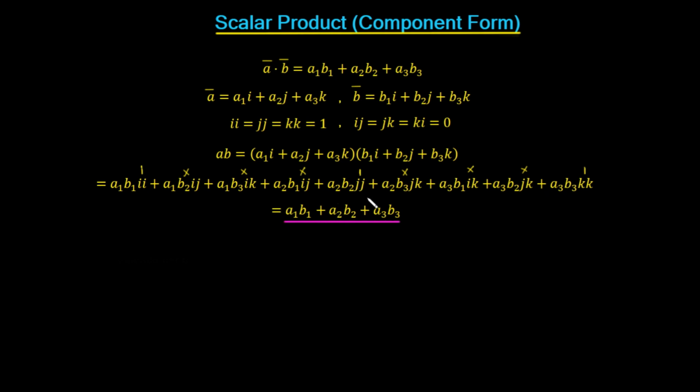And this here is nothing other than what we had above, which is the dot product. So the scalar product in component form is going to be given by A1B1 plus A2B2 plus A3B3. Now that's like an algebraic derivation of this.